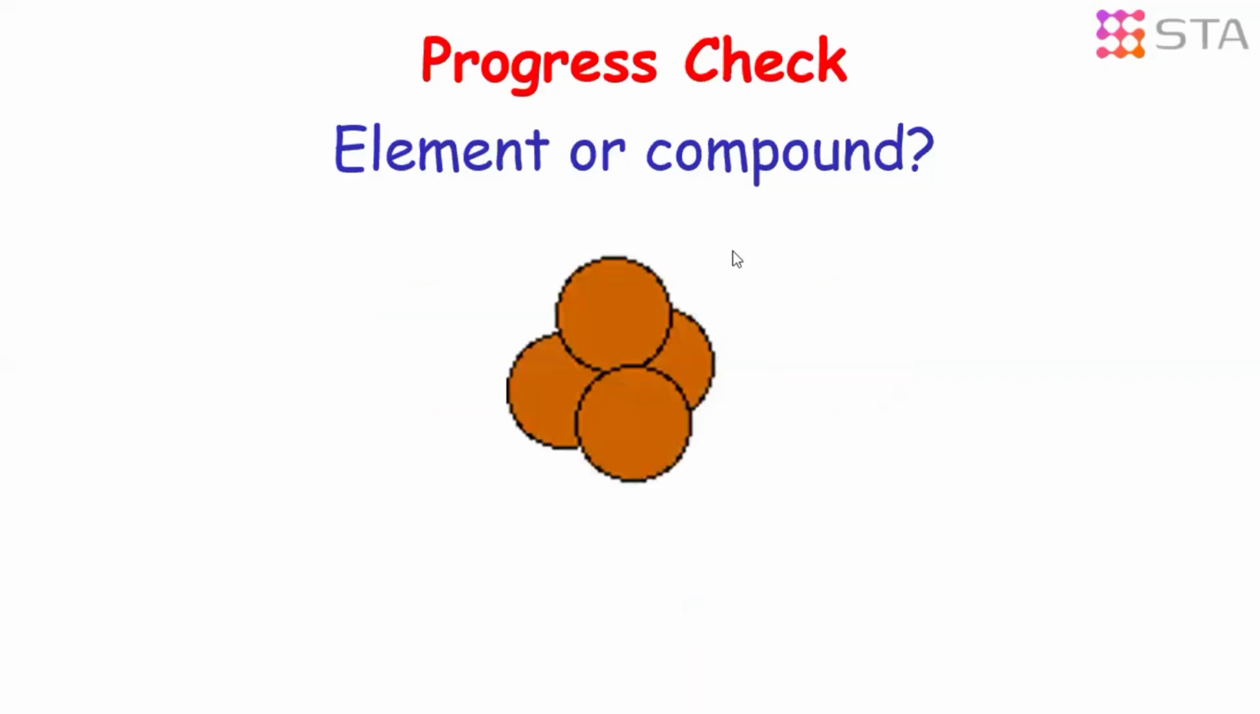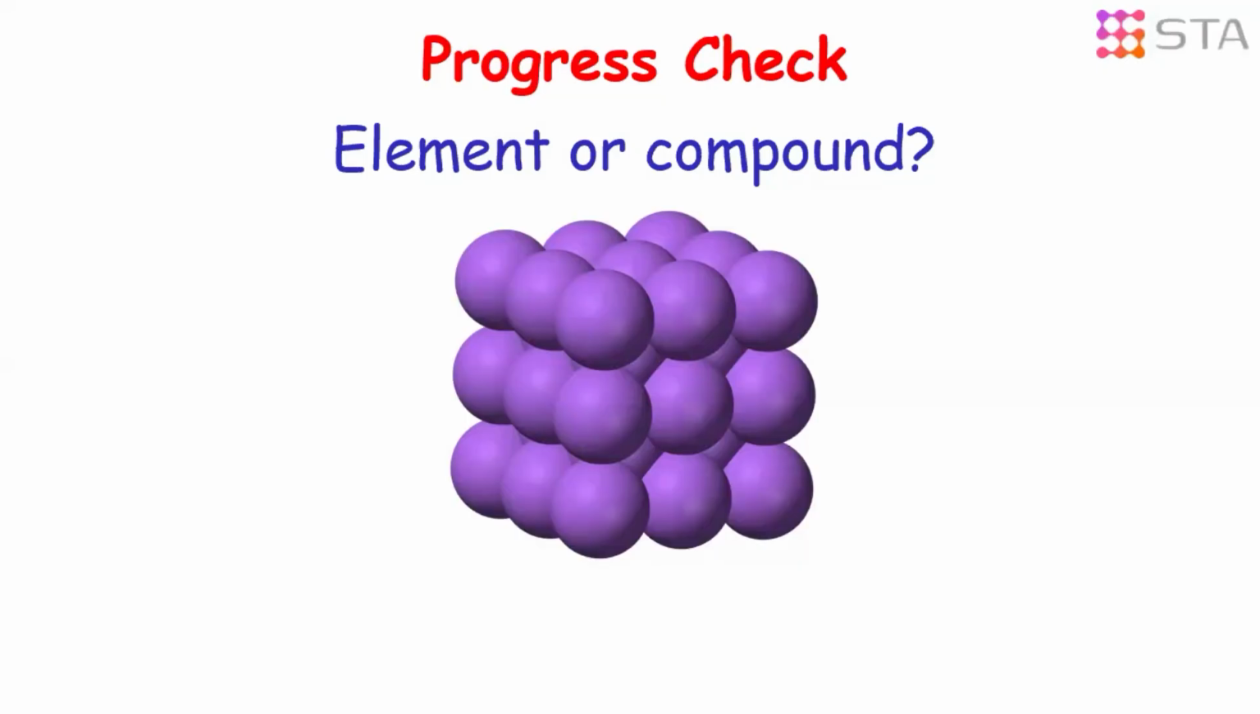Question three. Okay, so this shows us that all the atoms are bonded together. So this molecule is made up of four atoms of the same type, one type. So therefore, this is definitely an element. Question four. Okay, so all of the atoms here, we can see they are bonded together. There's only one type of atom, so this has to be an element.